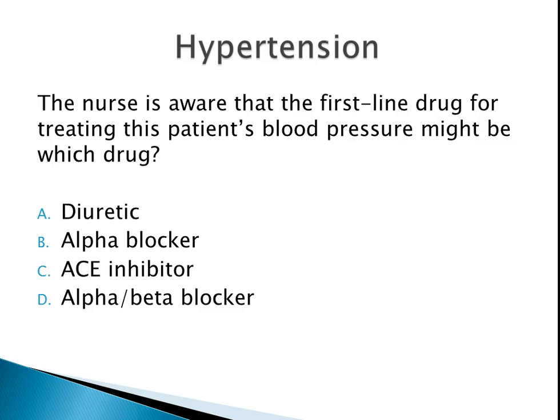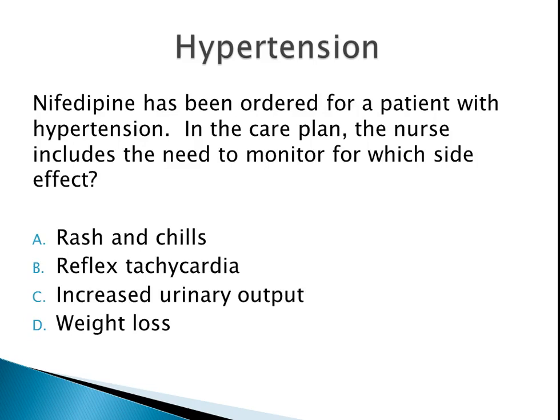Okay, let's go through some questions to finish up. The nurse is aware that the first-line drug for treating a patient's blood pressure is what? A diuretic. That's the first thing that they will use. So nifedipine is ordered for a patient with hypertension. In the care plan, the nurse includes the need to monitor for which side effects? Calcium channel blocker. It'll drop the blood pressure pretty quickly, and the body's compensatory response is reflex tachycardia, raising the pulse rate.